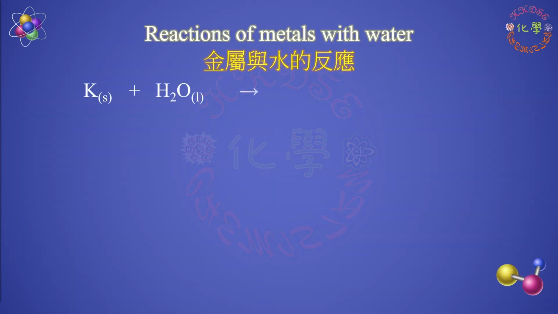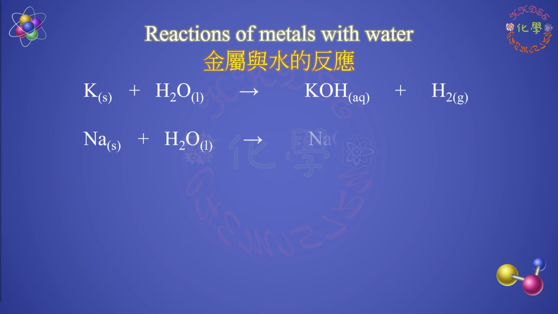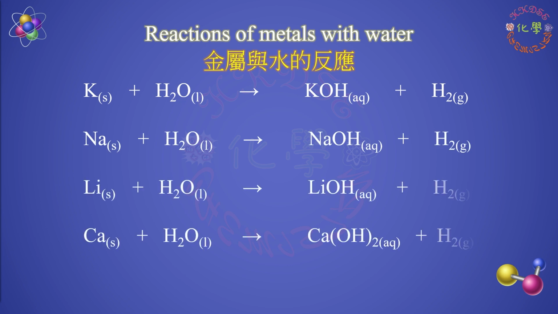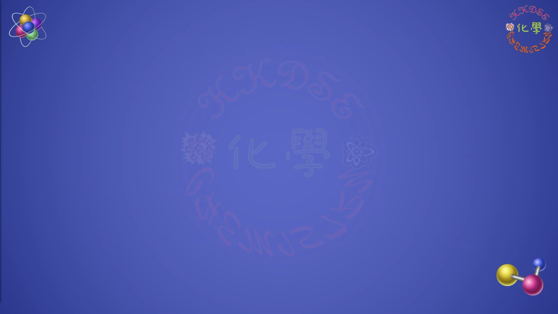Potassium reacts with cold water. Violent reaction produces metal hydroxide and hydrogen gas. Sodium reacts with cold water. Strong reaction produces metal hydroxide and hydrogen gas. Lithium and calcium react with cold water. Moderate reaction produces metal hydroxide and hydrogen gas.